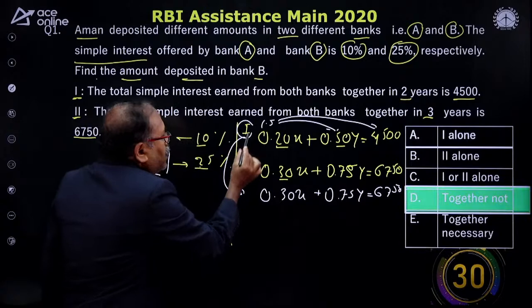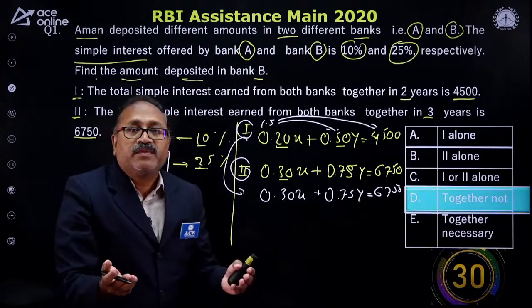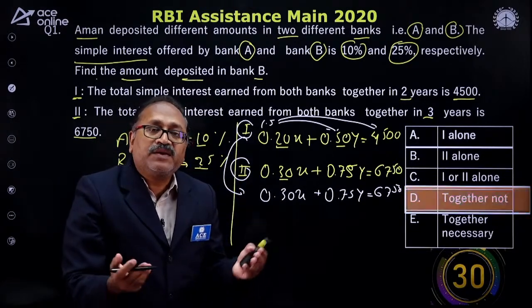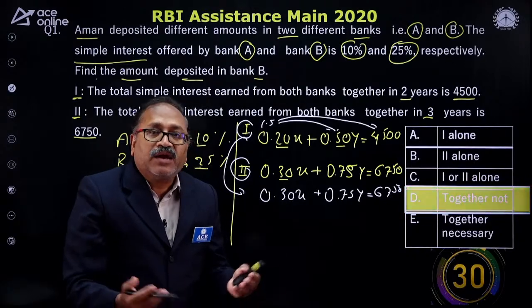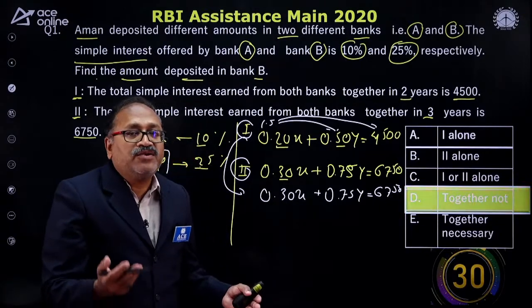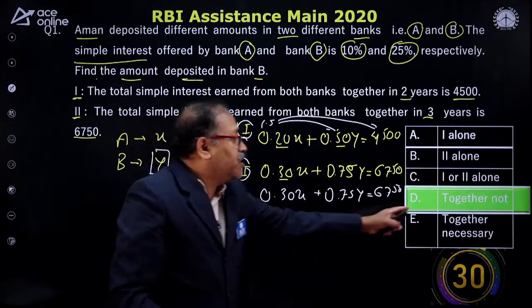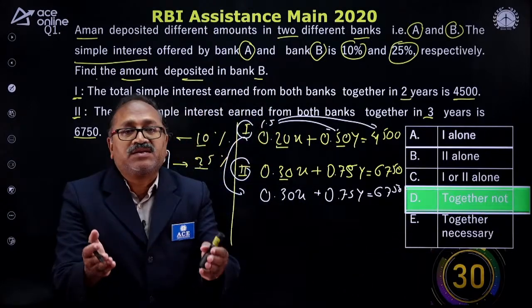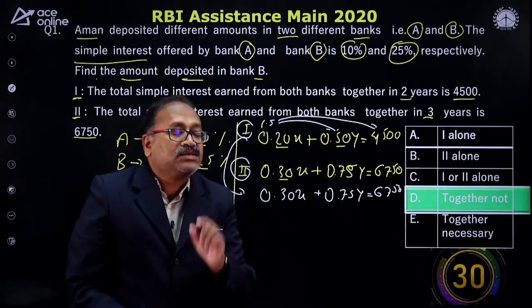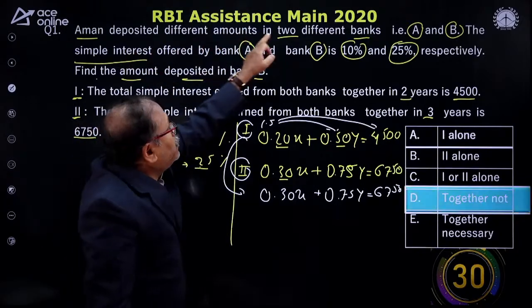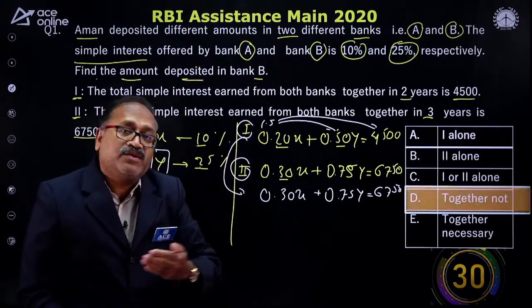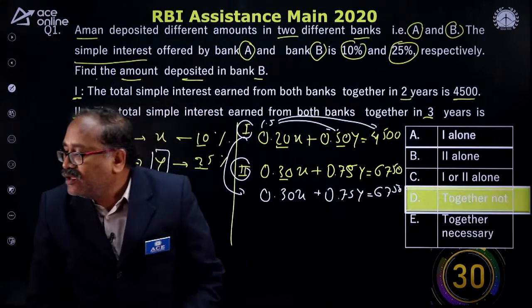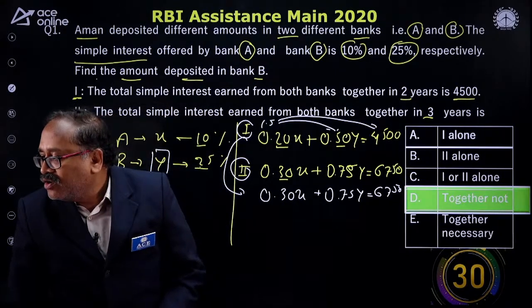So statement 1 and statement 2 are the same. If statement 1 and 2 are the same, I will not be able to find out the x value nor the y value. Therefore, together is not sufficient. So in the exam, there will be small gimmicks like that. You have to notice that. Okay, my young friends.